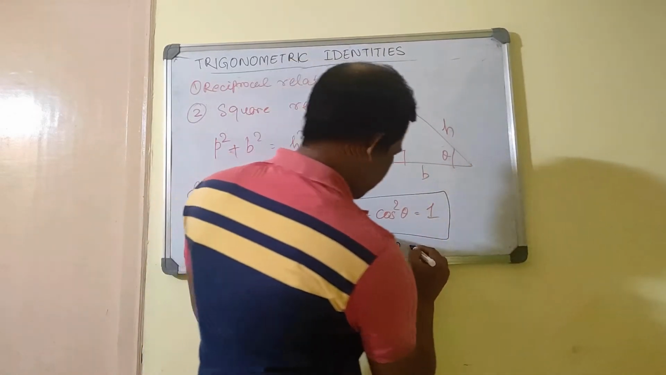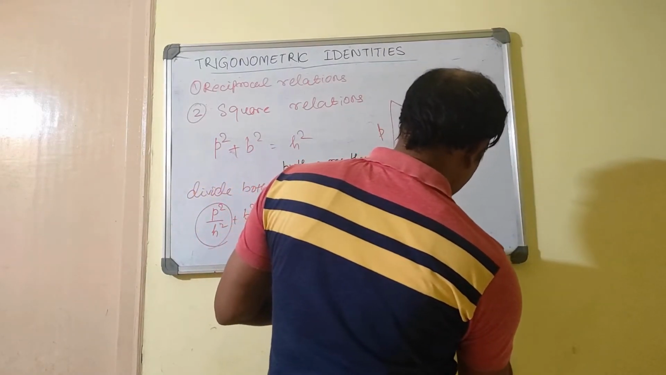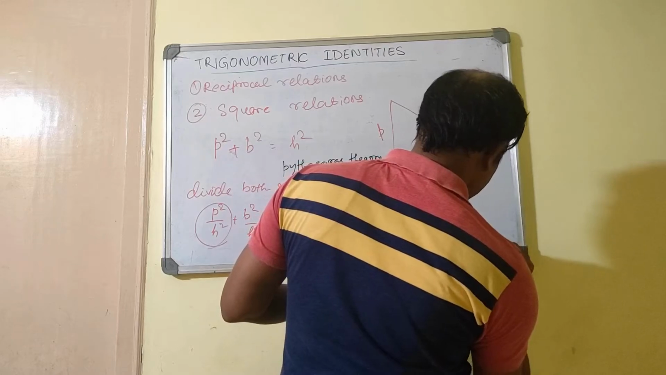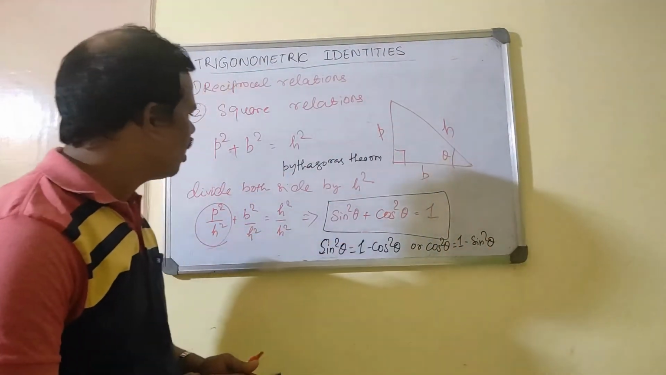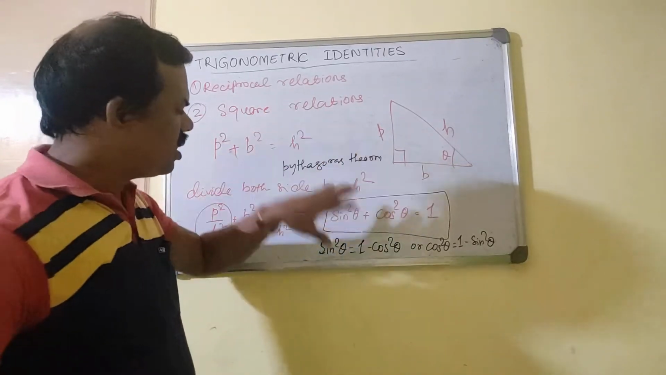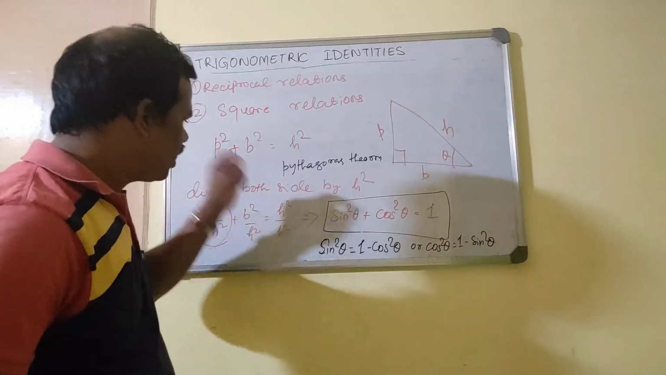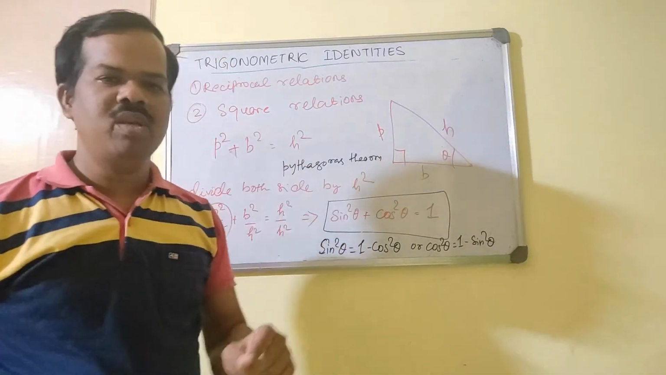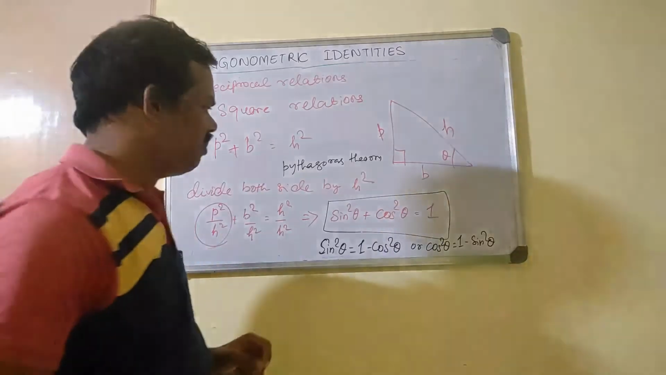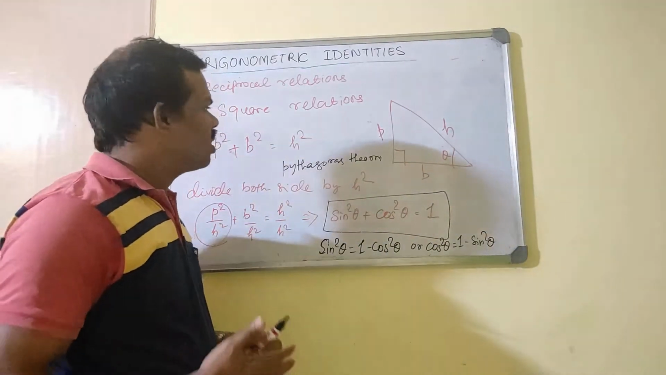Or you can say cos square theta is equal to 1 minus sin square theta. Whichever way you can call it. So the first square relationship you understood. I'm pretty sure if you understand this way, then this type of concept will remain in your mind for a very long time. Now let's go to the next square relation.